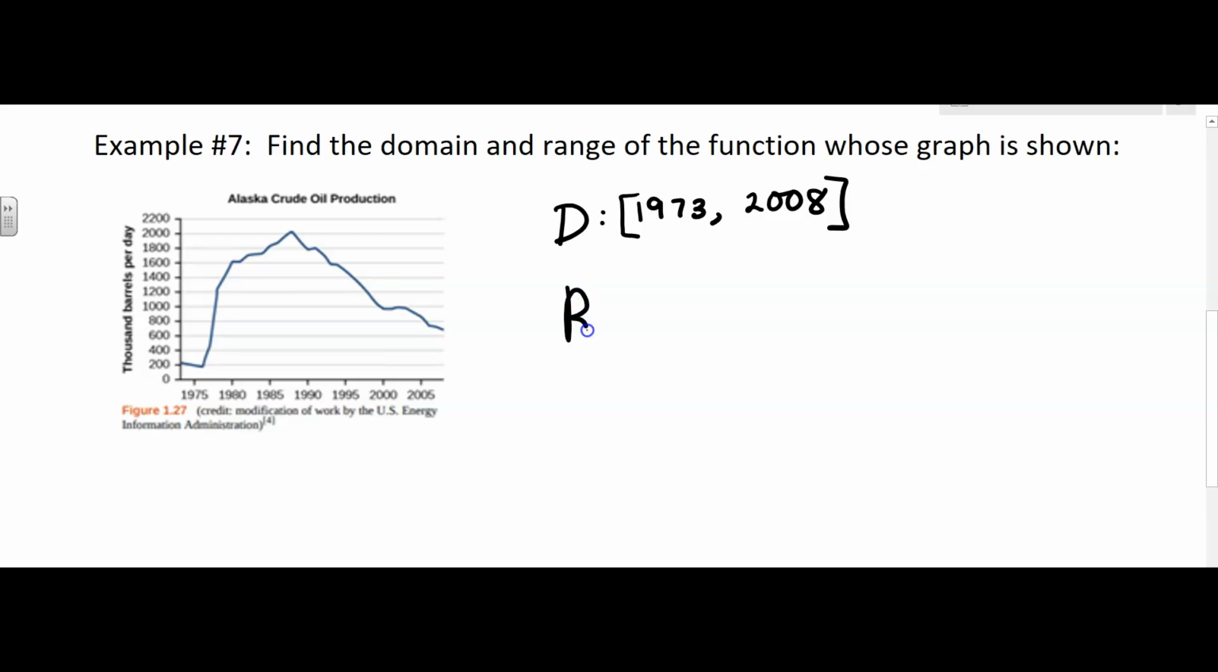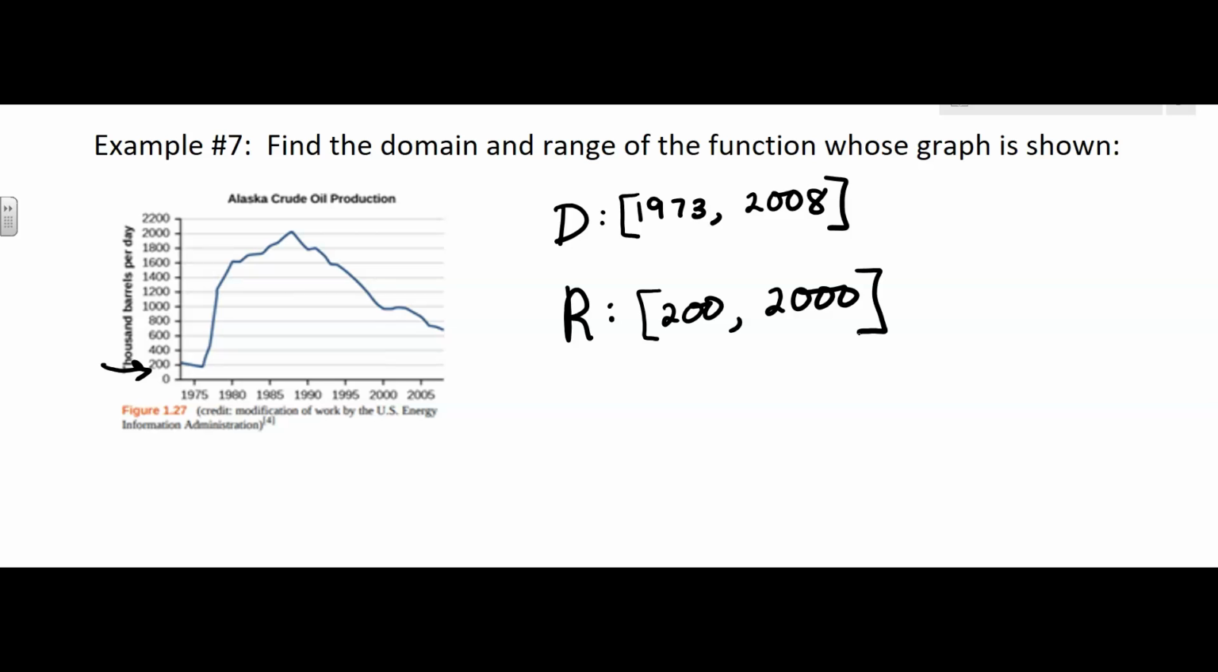The range. Well, it looks like we're starting at about 200 barrels. So I'll go ahead and include that. Up to, and it looks to me about 2,000. Your book says something else, but to me it looks like it's stopping at 2,000. They say it's a little bit more than that. But again, it's really hard to tell based on the graph.